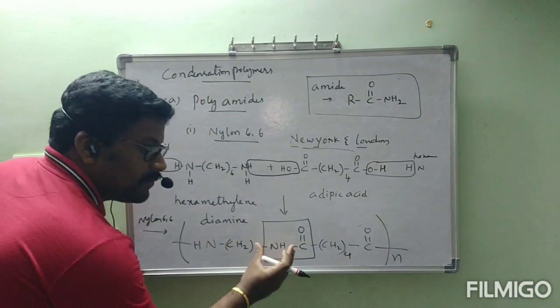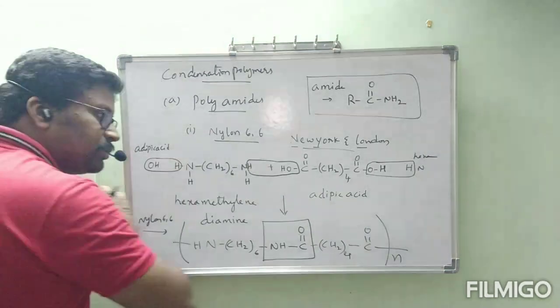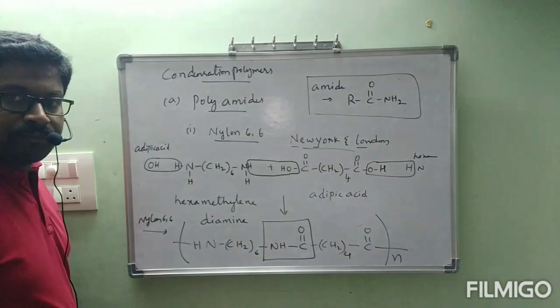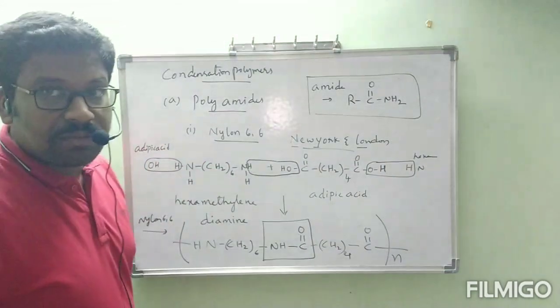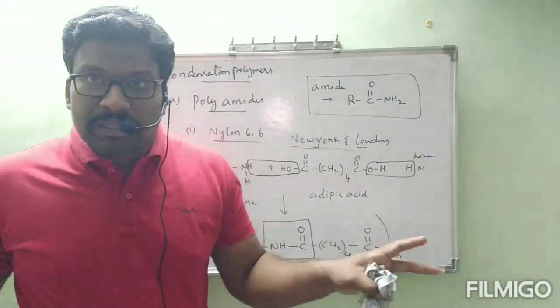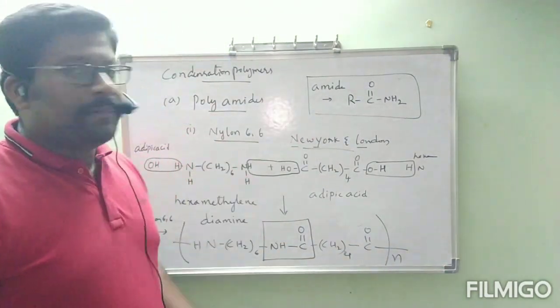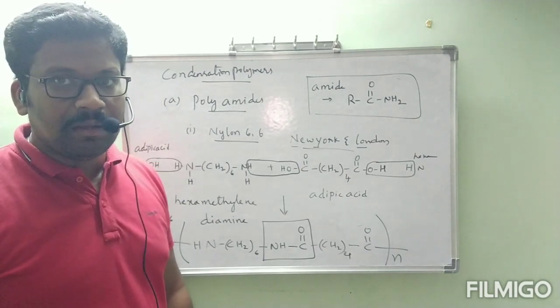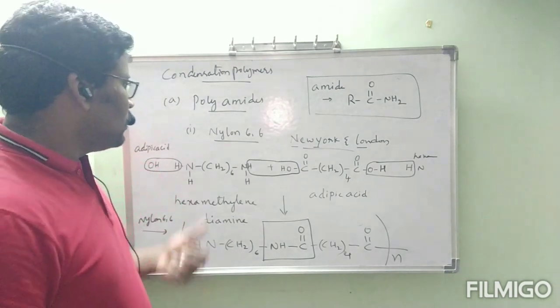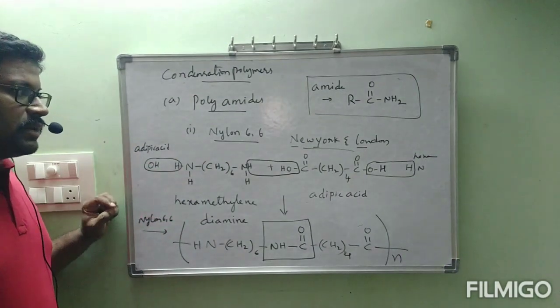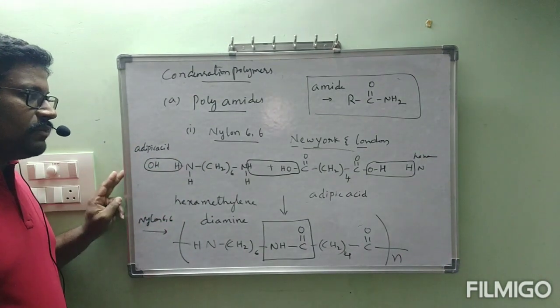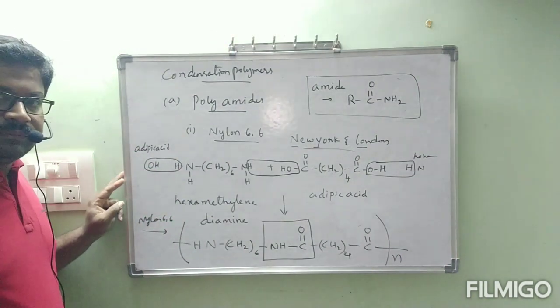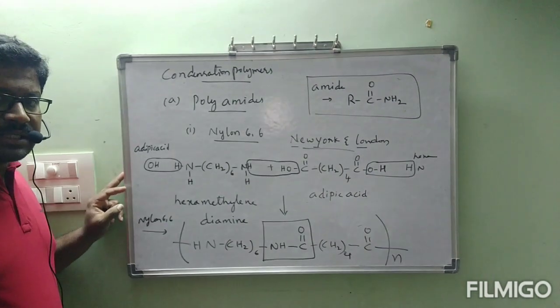Like this, C double bond O NH groups are continued throughout the polymer, and that is called simply polyamide. That's why we said this comes under polyamide. Okay, is it clear now? The first example we have seen is nylon 6,6. Next, the second example we will see is nylon 6. What about nylon 6? Let us see that one.